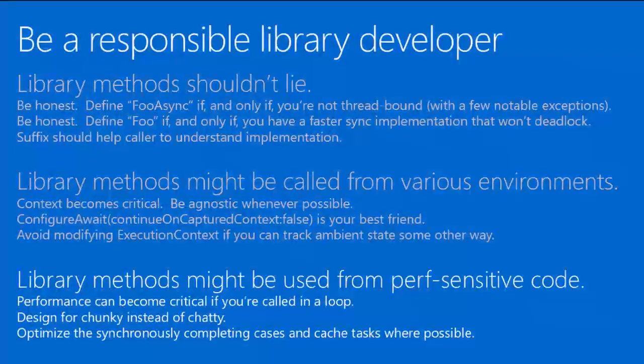So if you can, design your async API to be chunky. Give a bunch of rows, give a bunch of objects back if it makes sense for your API, rather than being very chatty. And then know that we're optimizing those synchronous cases for you. If you can get to the end of your method synchronously when you have a cache, do so, and make sure that you optimize for those patterns. So when people do want to call you a bunch of times, they're not paying the cost of thread switching. They're able to have that fast path in the 99% case when you have the cache hit. And if you are doing a cache, make sure you're caching tasks, not just the raw objects, so you can squeeze out that last bit of perf.